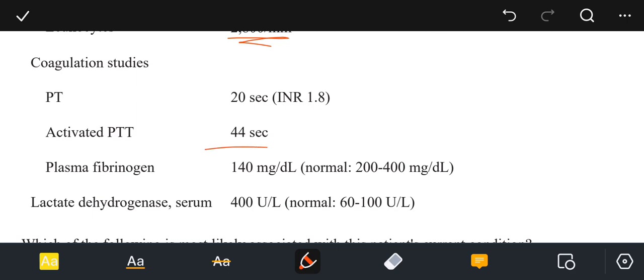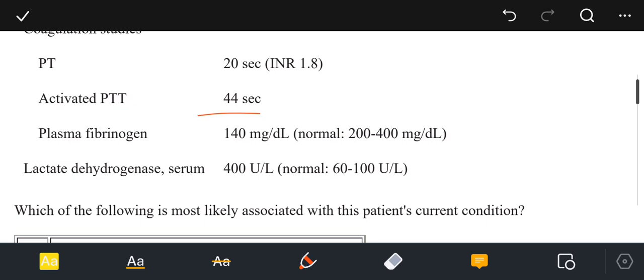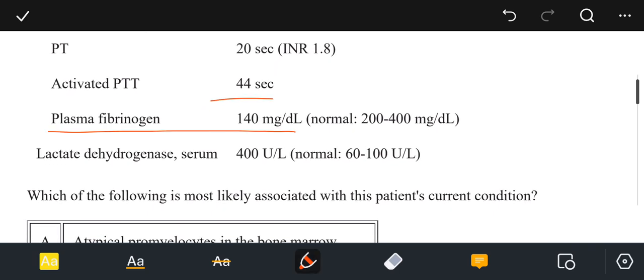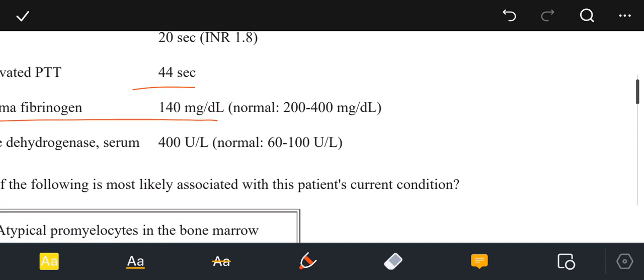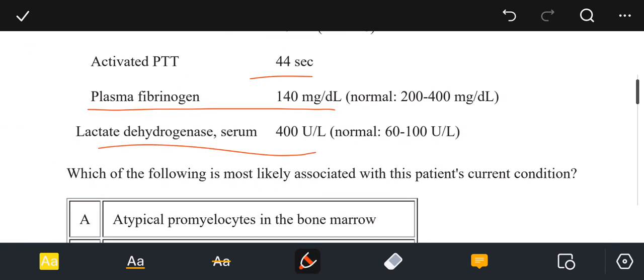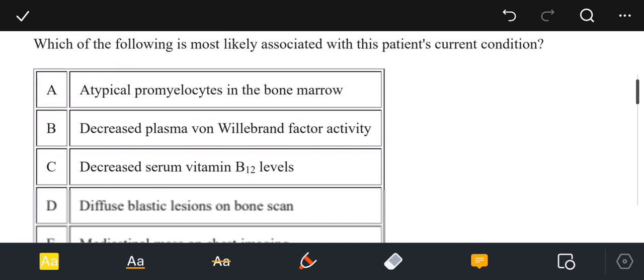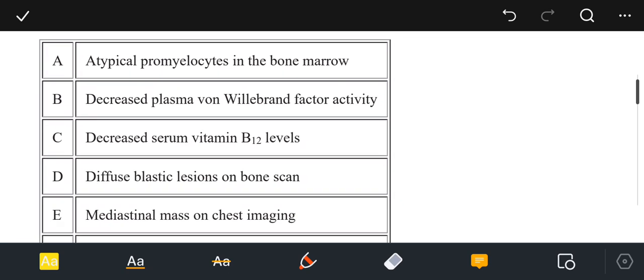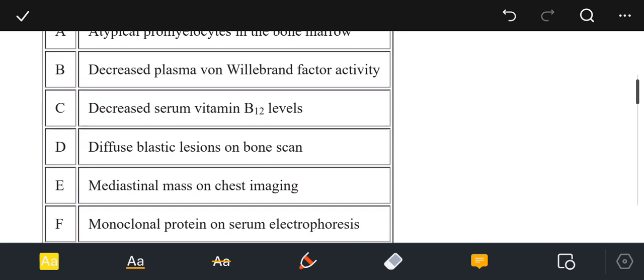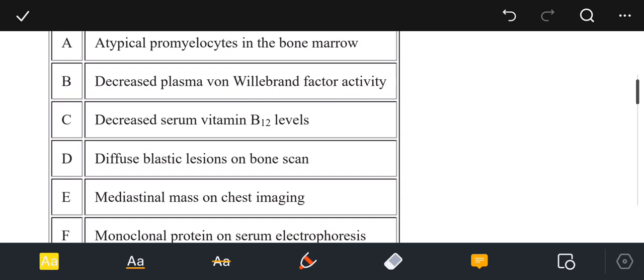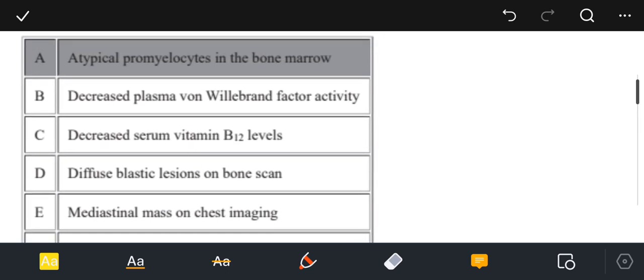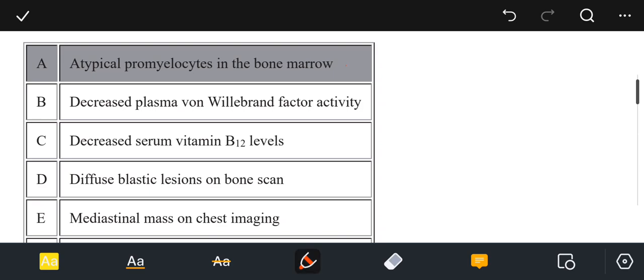Plasma fibrinogen is 140 milligram per deciliter. It is lower than the normal quantity, and the lactate dehydrogenase LDH level is also high, that is 400 units per liter. Which of the following is the most likely associated with the patient's underlying condition? So the answer of choice is option A, that is atypical promyelocytes in the bone marrow.